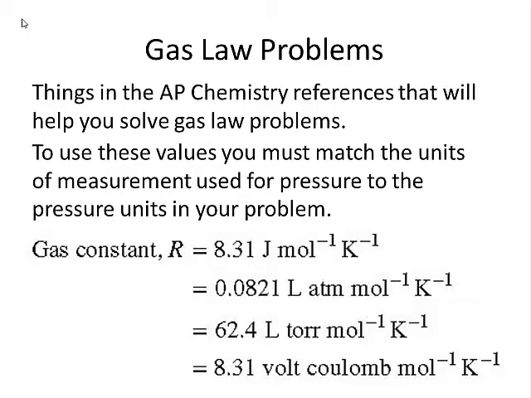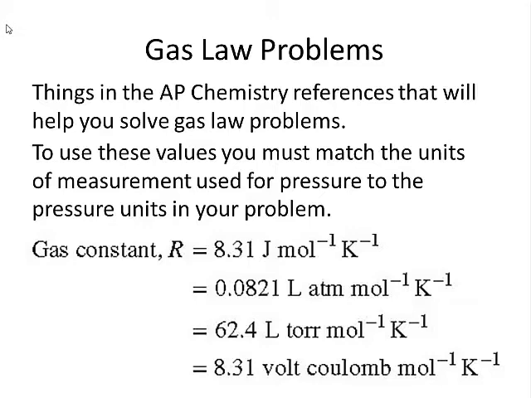That's all you got to do. Okay, so if your question has pressure in atmospheres, we want to use the second value of R. See what I'm talking about? Because that's where atmosphere is listed. If you want to use pressure in torr, it's the third one. And the first 2 we don't even use because those don't even have any pressure units.